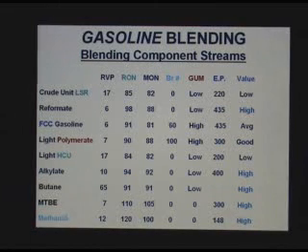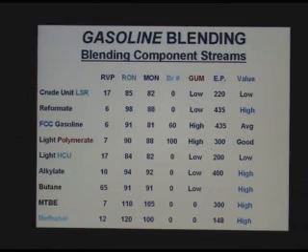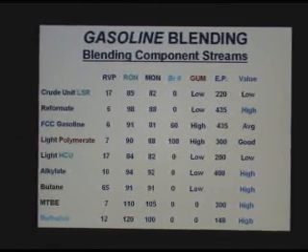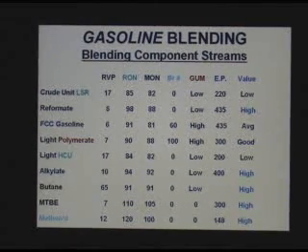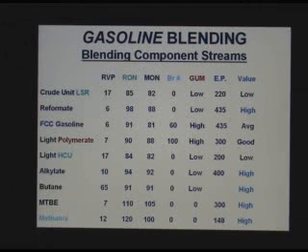So here's the streams you'll blend with. Straight run from a crude unit. Doesn't have great octane. It's cheap though. You didn't do anything to it, so you'll put all that in there you can. But it also has a high RVP, so it's limited how much you can get in there. And endpoint's pretty low, so gum's low.